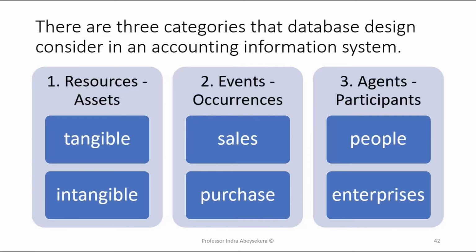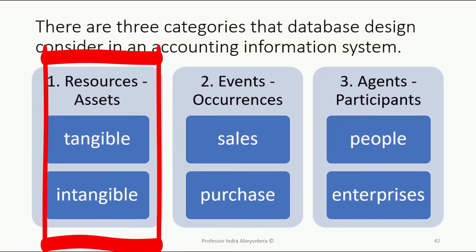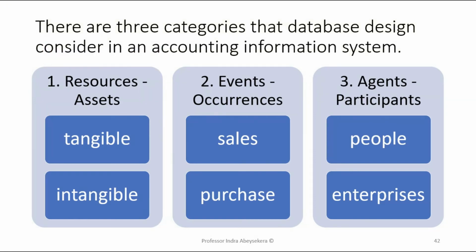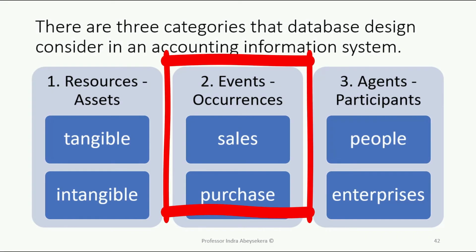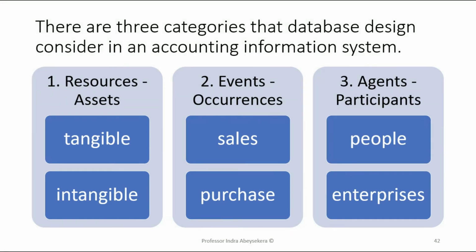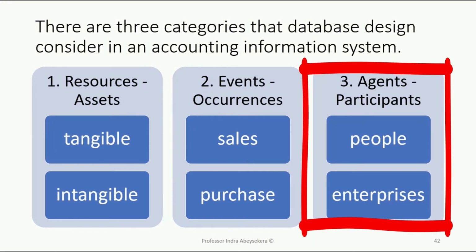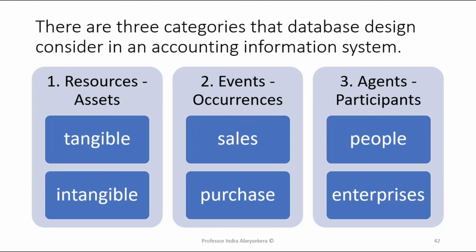When a database is designed in accounting information systems, there are three categories to consider. One is the resources. The resources relate to assets, whether they are tangible or intangible. Second are the events or the occurrences, whether they are sales, purchases, or human resources. The third are the agents or the participants, are they people, enterprises, and so forth.